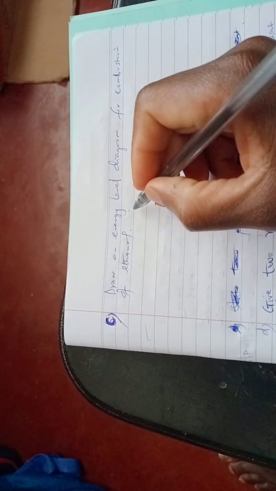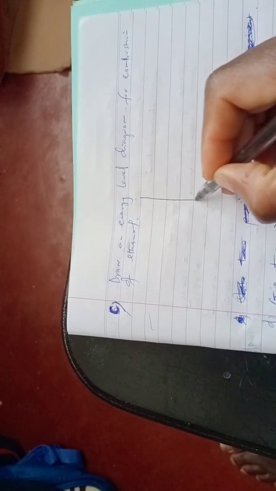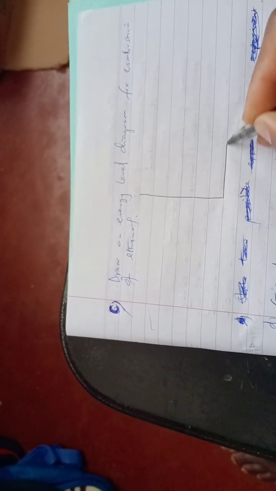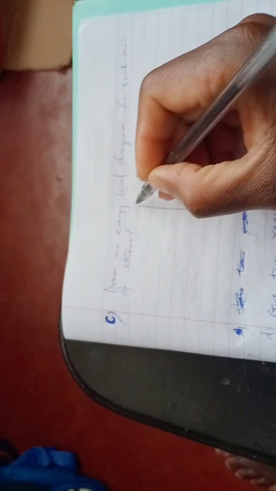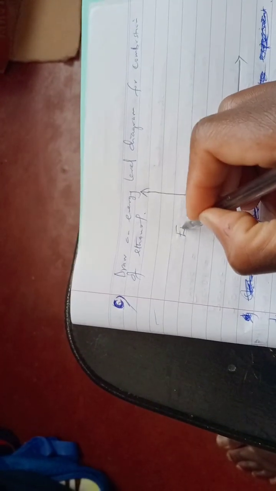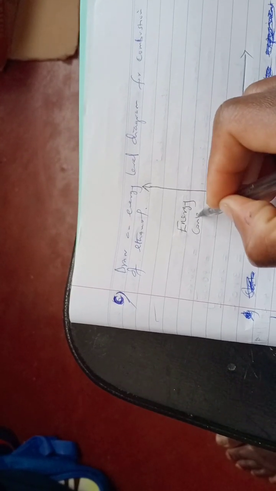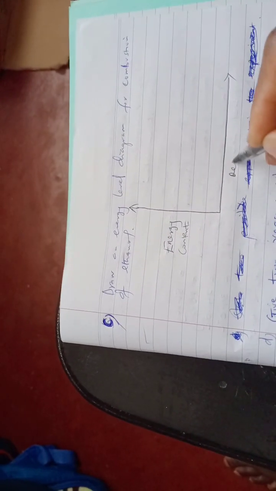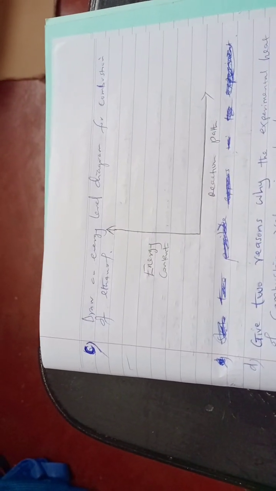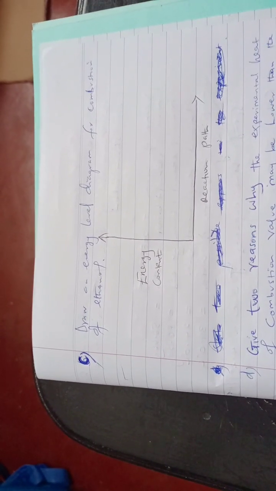Part C, you are told to draw an energy level diagram for combustion of ethanol. So from that equation, you can see the reaction was what? It was exothermic. So what you do is you draw something that looks like that. So for X and Y, what do you have on the Y-axis? You have energy content, or you can say energy level, and then this side you have reaction path. And for you to draw, you have to know the reaction. So you said it is exothermic. It means the reactants have a higher energy content, products have a lower energy content.